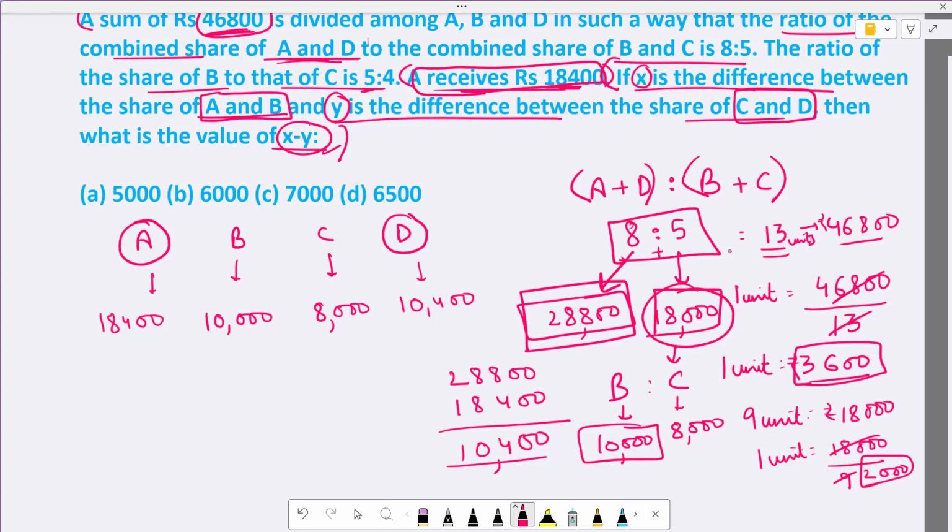Now trying to simplify it a bit, if we divide them all by 100, we get 184. Or perhaps the ratio was asked, right? Exactly.